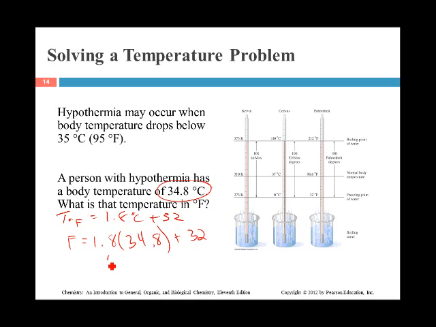So that comes out to be 62.64 plus 32 is equal to Fahrenheit. And degrees Fahrenheit would then equal 94.64, which, if you notice, is actually, once again, below 95 degrees, which is what they said it would be.